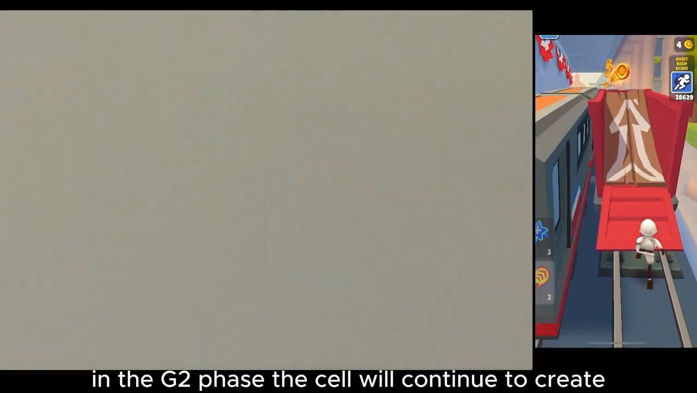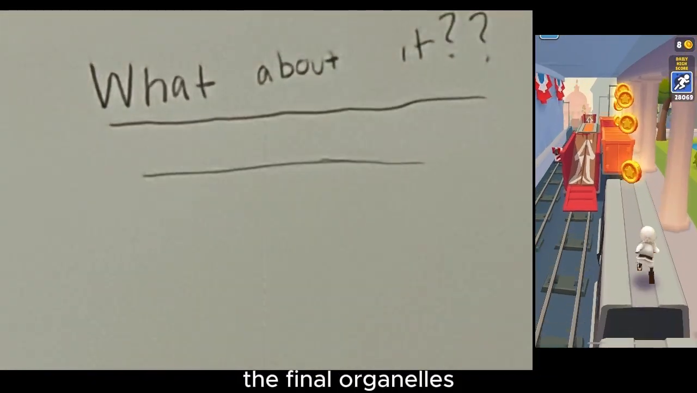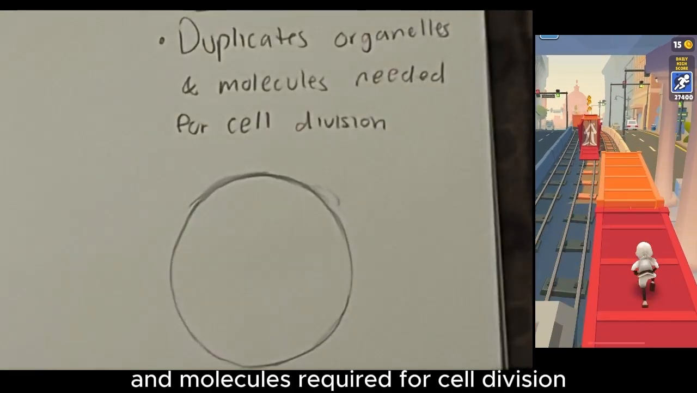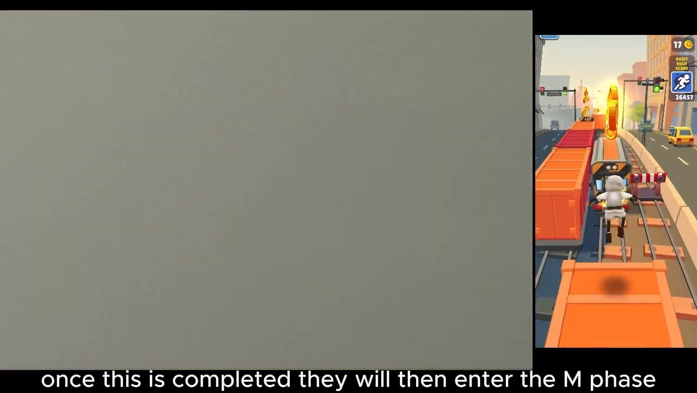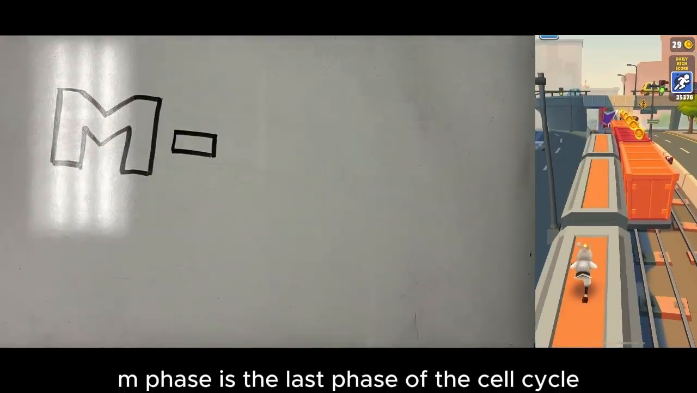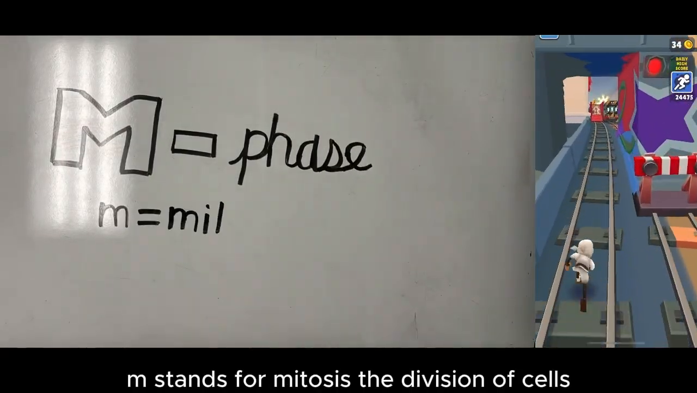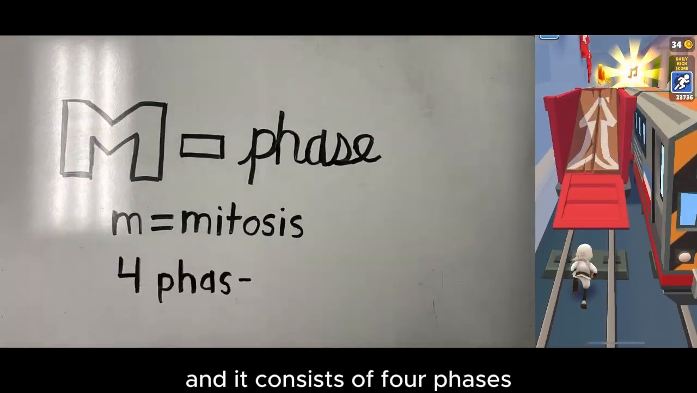In the G2 phase, the cell will continue to create the final organelles and molecules required for cell division. Once this is completed, they will then enter the M phase. M phase is the last phase of the cell cycle. M stands for mitosis, the division of cells, and it consists of 4 phases.